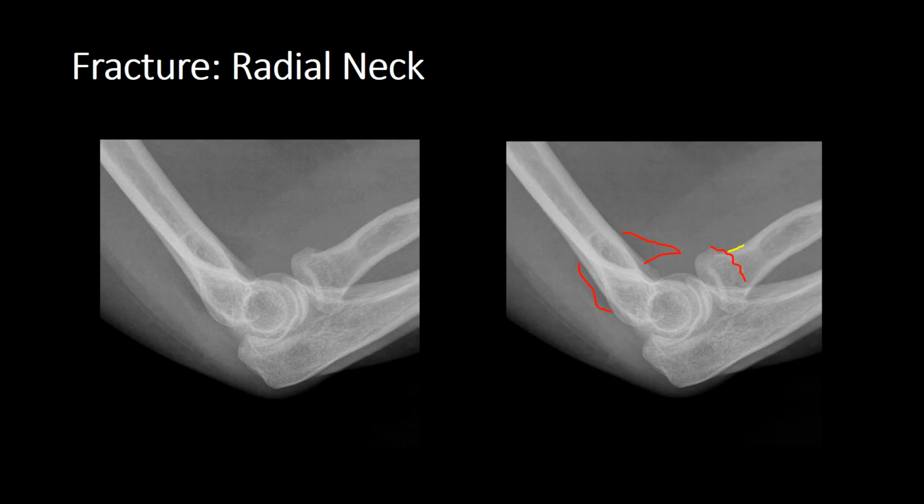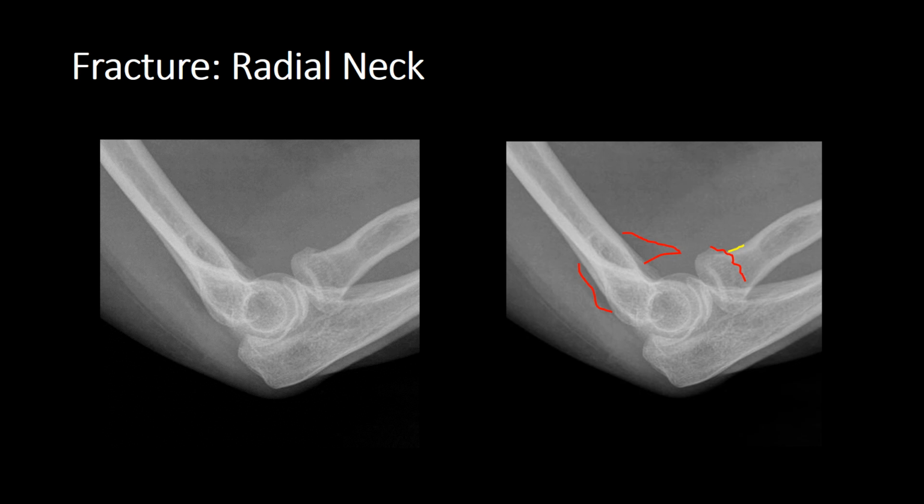If we look at the lateral view, the radial head and neck should have a nice, smooth, continuous contour, but here we have a sharp angulation between the two, and if you look carefully, you can see this thin sclerotic line indicating where the fracture is.